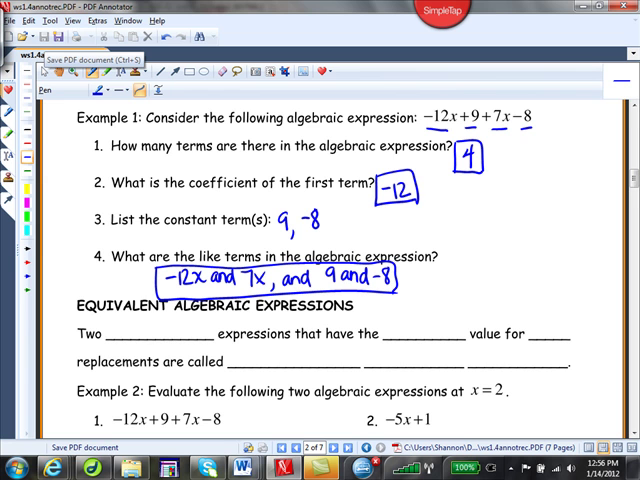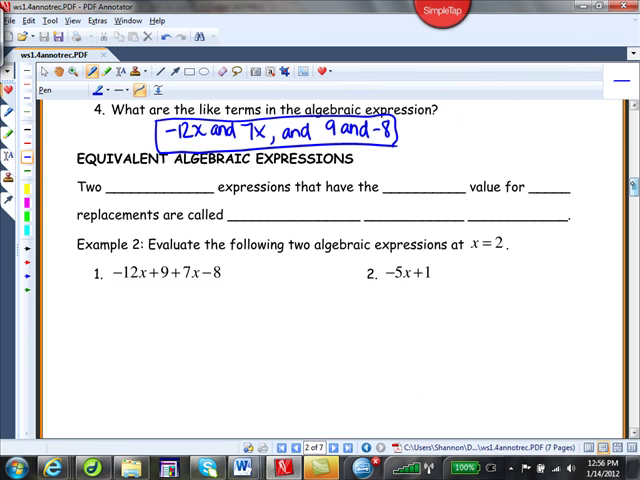Equivalent algebraic expressions. Two algebraic expressions that have the same value for all replacements are called equivalent algebraic expressions.